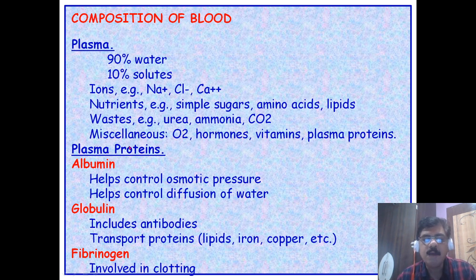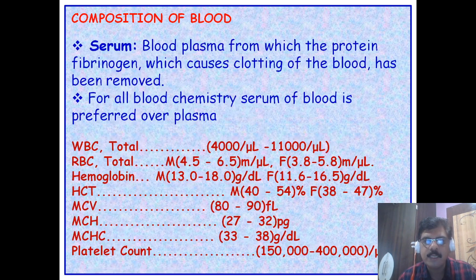Among the plasma proteins, these are the three important proteins: one is albumin, another is globulin, and the third is fibrinogen. Albumin helps in control of osmotic pressure and controls the diffusion of water. Globulin includes the antibodies against antigens, and it helps in transport of proteins, that is lipid, iron, copper. And fibrinogen is involved in blood coagulation or blood clotting.